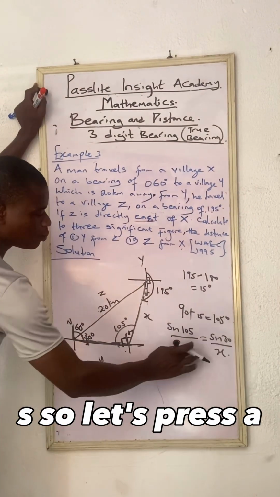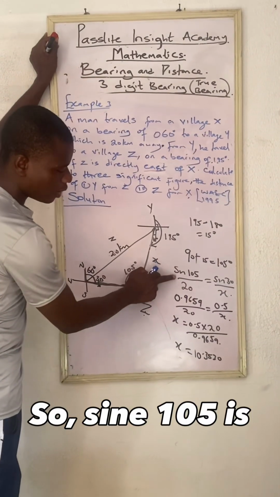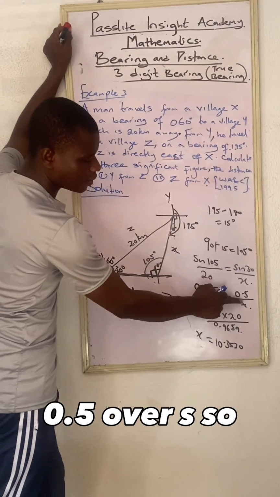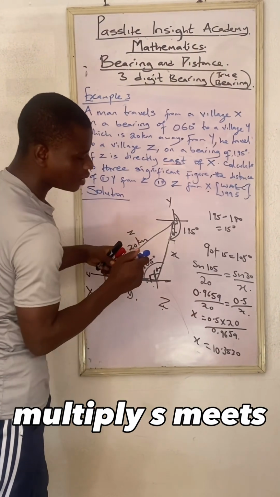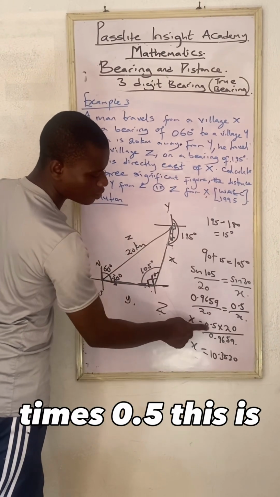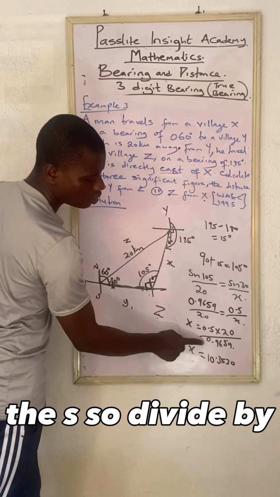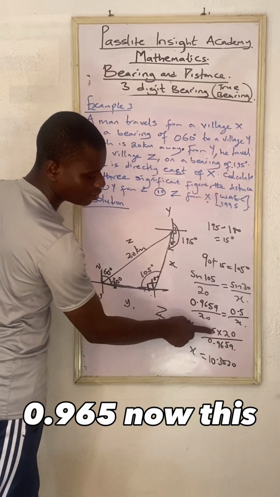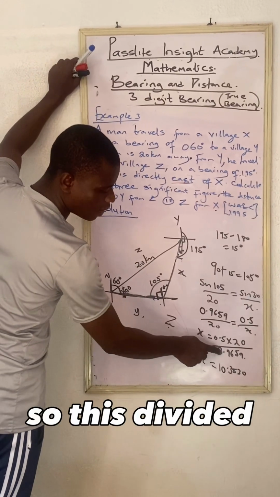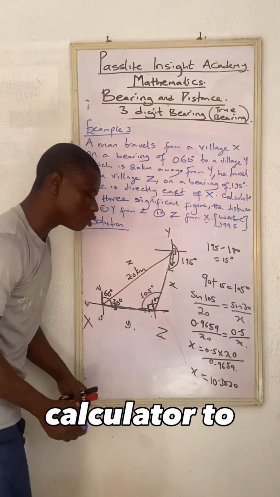Let's press our calculator to get this. Sine 105 is 0.9659 over 20, sine 30 is 0.5 over S. When you cross multiply, 20 times 0.5 divided by 0.9659, because we are looking for S. So the final answer is 10.3530. We can use the calculator to confirm.